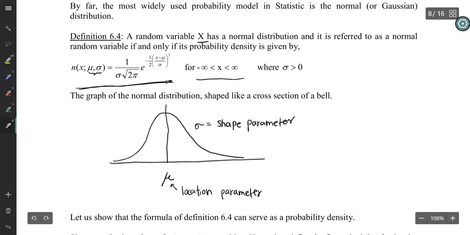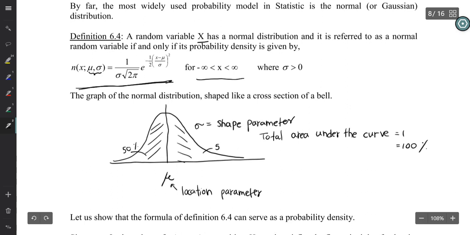This bell is symmetric about the mean, which means exactly half of the data will fall in the left tail and exactly half of the data will fall in the right tail. You know the total probability is 1, so the total area under the curve is 1 or 100%, which means each side contains 50%, to the left of the mean and to the right of the mean, because it is symmetric about the mean.